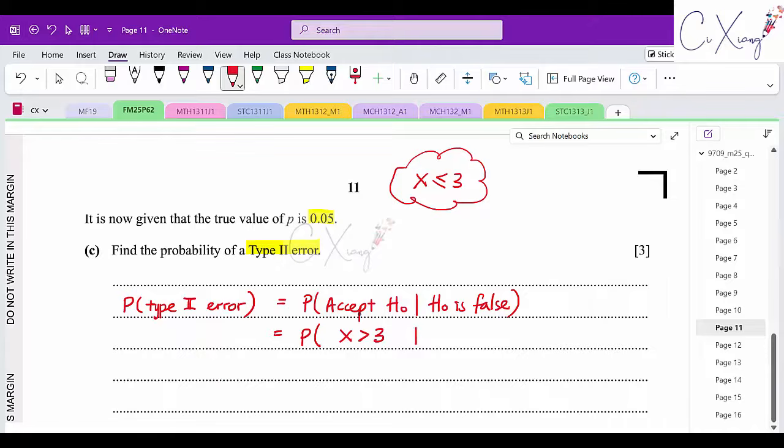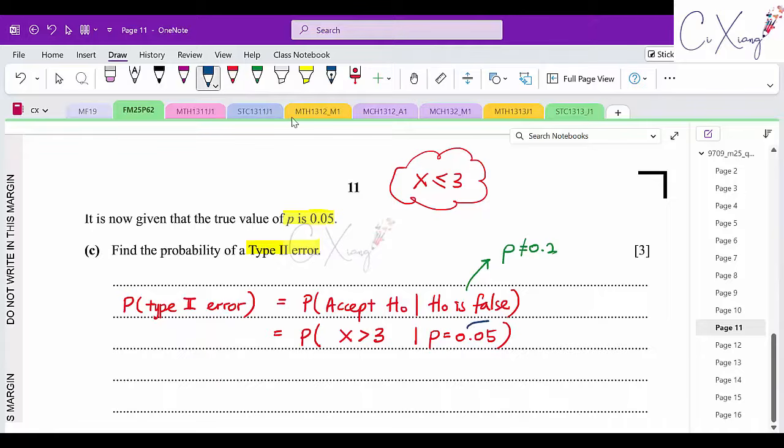Okay, then the null hypothesis is false. What does it mean? Originally your P is 0.2, and this is the null hypothesis. When they say the null hypothesis is false, that means P is no longer equal to 0.2. But I need a new value for P so that I can calculate the probability here. Therefore, the question gives us a new value of P, which is 0.05. So here you have to use P equals 0.05.